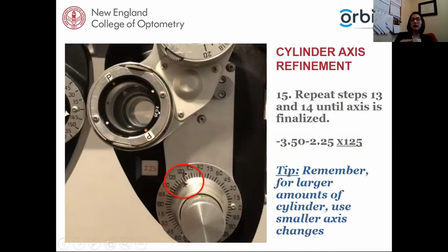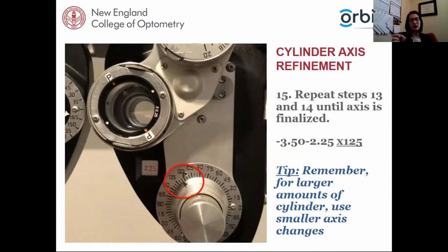And again, you would repeat these same steps, making adjustments, either rotating the axis right or left until the axis is finalized, which is when either the patient says that both views look the same, or if they're going back and forth between two values, you just choose one.